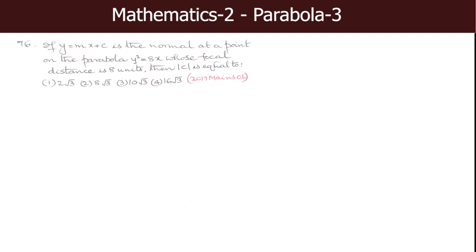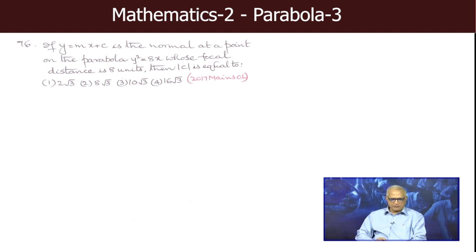Next, question 76. If y equal to mx plus c is the normal at a point on the parabola y² equal to 8x, whose focal distance is 8 units, what is the value of mod c? 2017 Mains online. You have to decide what is that point on the parabola y² equal to 8x at which the normal drawn to the parabola is the given straight line y equal to mx plus c. And also the focal distance of that point must be 8 units.